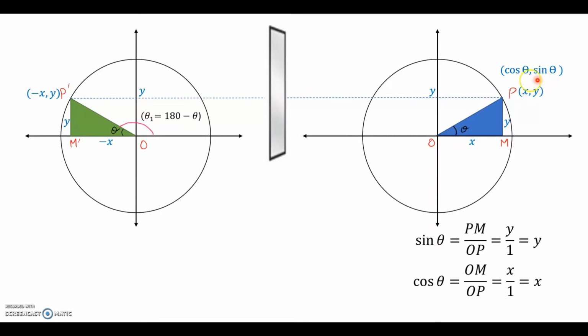Right. Similarly, we can write for P dash its coordinate as theta 1. We're going to call this theta here as theta 1, and cos theta 1, sine theta 1 will be its coordinate. Great. So cos theta 1 is going to be equal to minus x, and sine theta 1 is going to be equal to y.